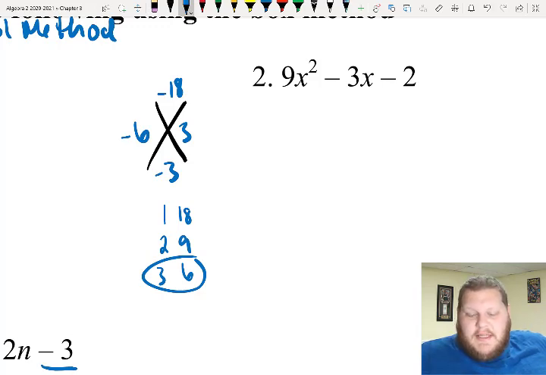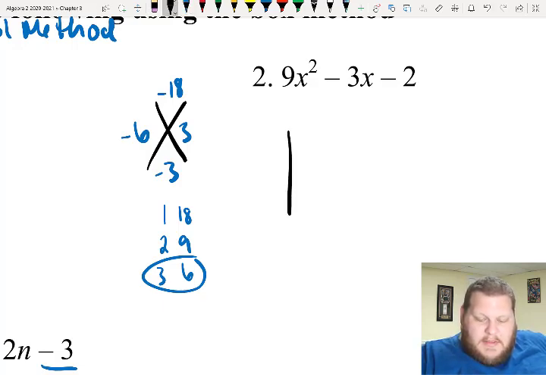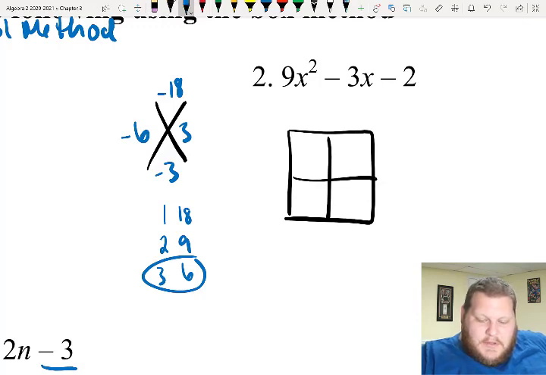Negative 6 times 3 is negative 18. Negative 6 plus 3 is negative 3. So then going to the box of my X-box factoring, my first term, 9x squared. My last term, negative 2. The 2 other pieces that I just found were negative 6x and 3x.